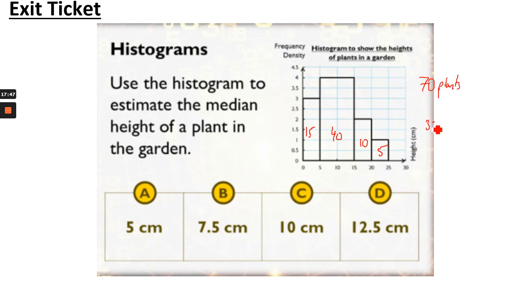The median is the 35th plant. So we've got 15, add 40 takes us to 55. So it must be in this group somewhere. To get from 15 to 35, I need to go an extra 20. Well, 20 is half of this group. I need to go halfway into that width. So the long way of doing it is 20 over 40 multiplied by the class width, which is 10. You can see that that's just going to be 5 into this group, which is going to give you an answer of 10. So the median is going to be 10.